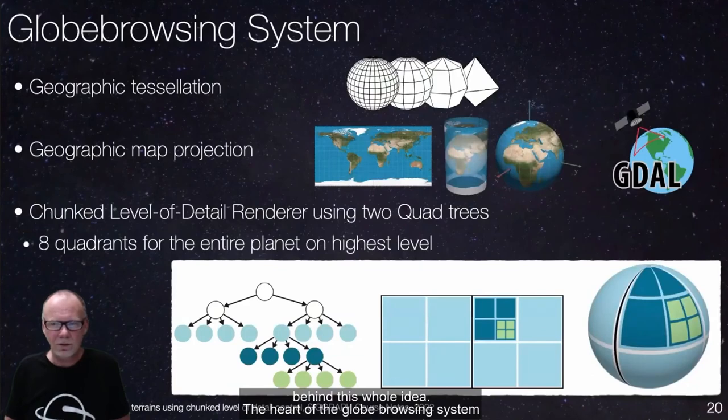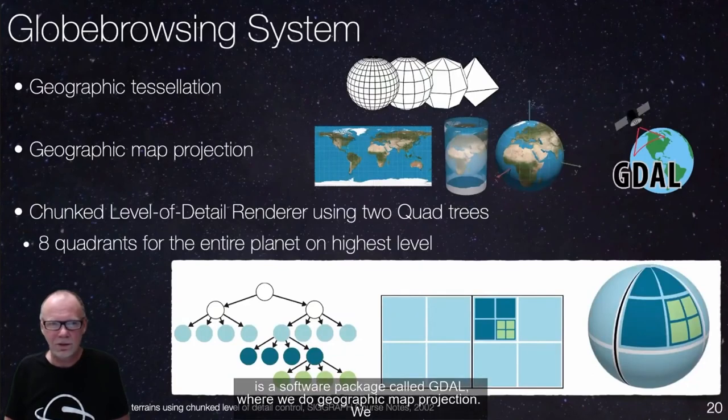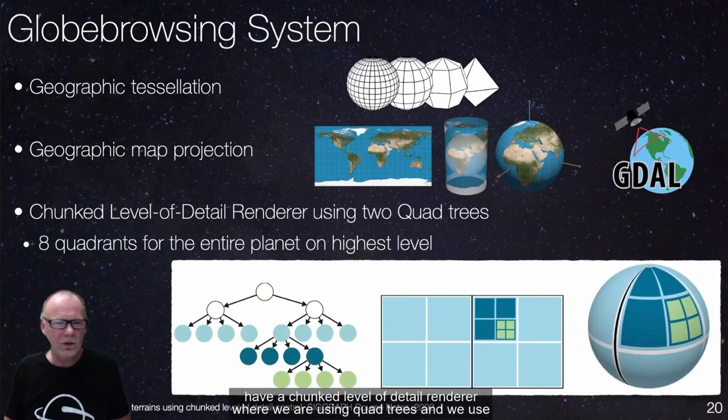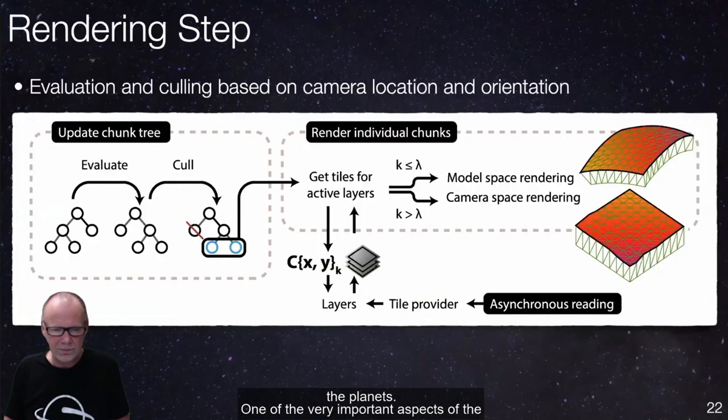The heart of the globe browsing system is a software package called GDAL, where we do geographic map projection. We have a chunked level of detail renderer where we are using quad trees. And we use 8 quadrants for the entire planet on the highest level. And we are progressively increasing resolution as we are getting closer to the planets.